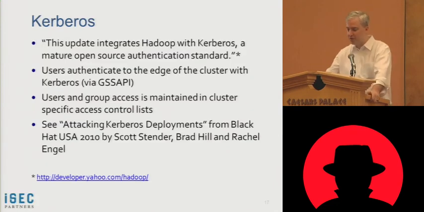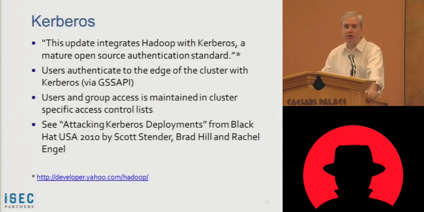So to quote the developers, or actually probably some PR person somewhere, this update integrates Hadoop with Kerberos, a mature open source authentication standard. Right? So the developers chose to use Kerberos via GSS API to authenticate to edge services. I was talking about the job tracker earlier. When a user connects to a job tracker, they're authenticated, and then the operating system principals are matched to a set of user and group permissions. These user and group permissions are stored in flat text files on the job tracker. So as you can see here, it depends on the strength of your Kerberos deployment to some extent, and so I would encourage everyone to see the presentation that was given yesterday about attacking Kerberos. I think they'll explain how simply adding a dash of Kerberos does not magically make a secure network.